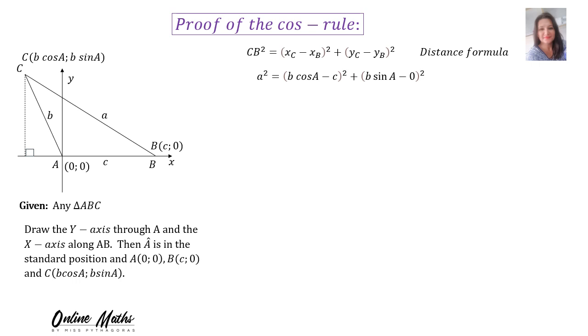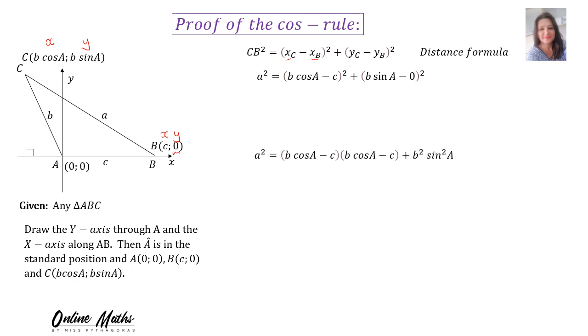CB is little a because angle A is in standard position. And then here at C, b cos A is the x coordinate and b sin A is the y coordinate. And at B, the x coordinate is c and the y coordinate is 0. Now I can substitute. The x at C is b cos A minus the x at B, which is just little c, squared, plus the y of C, which is b sin A, minus the y of B, which is 0, squared.